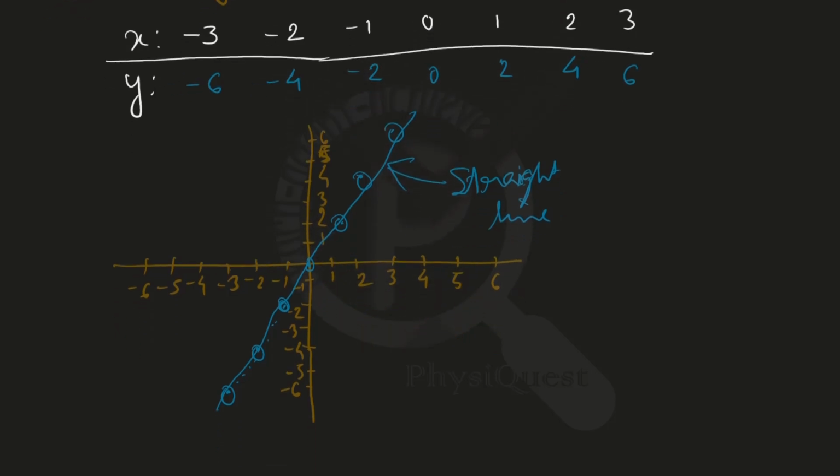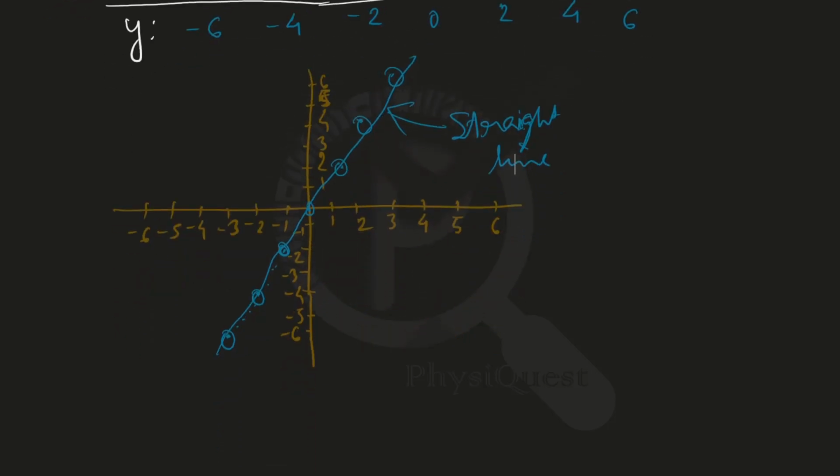So in this way we can have graphs of each function. So what is this straight line representing? This straight line is representing the function y equals twice x. So there is a graphical representation of this function.